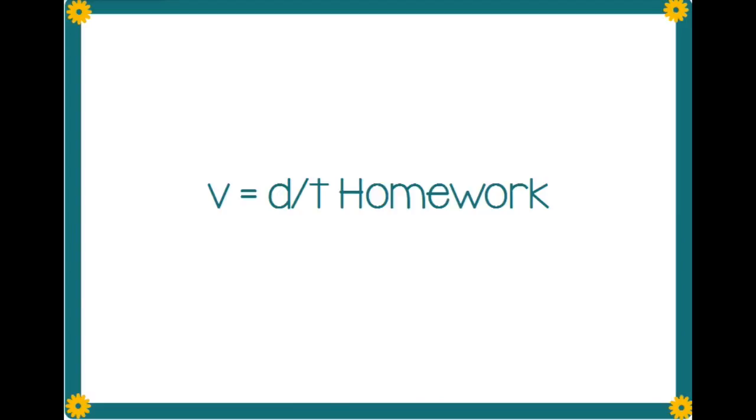This is the solutions to the v equals d over t homework. You can fast forward to check some answers, slow it down and watch an explanation, whatever you need.